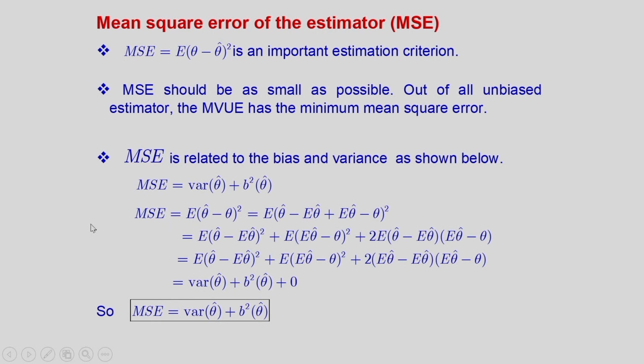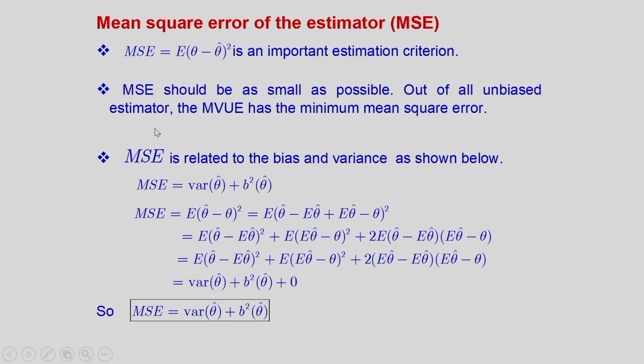This we can prove easily. MSE is equal to E of (theta hat minus theta) whole square, by definition. That is equal to, now we can write, E of (theta hat minus E of theta hat plus E of theta hat minus theta) square. We are subtracting E of theta hat and adding E of theta hat.